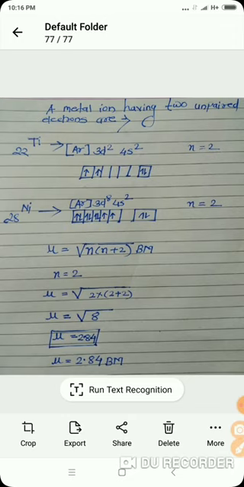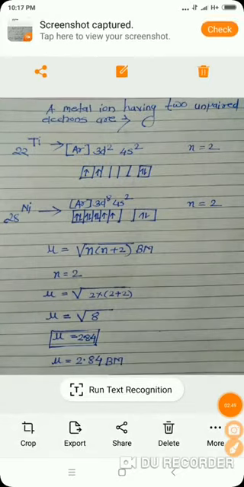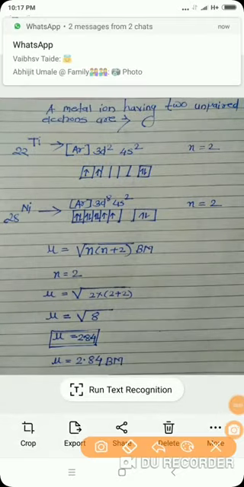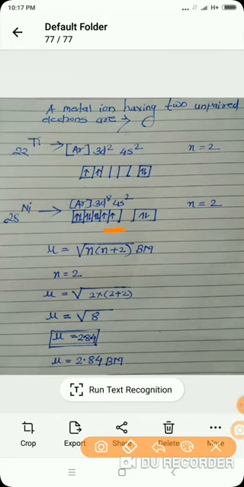And also nickel, Ni 28, is the symbol for nickel. Nickel's electronic configuration is Ar 3d8, meaning the d orbital contains 8 electrons, and when we observe the arrangement of these 8 electrons, 5 blocks are present, and we observe that two unpaired electrons are given here.